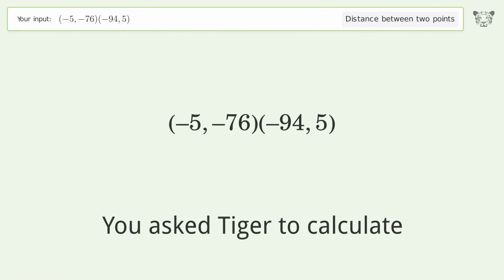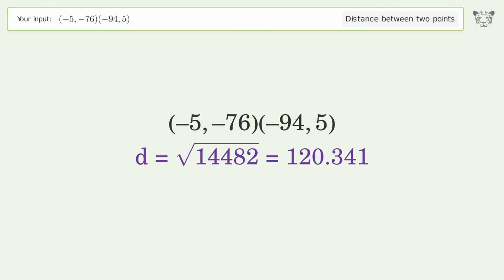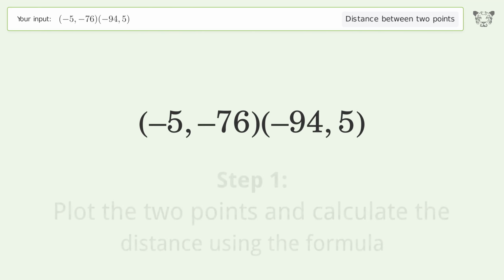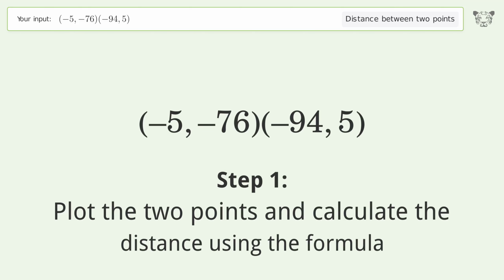You ask Tiger to calculate. This deals with the distance between 2 points. The distance between the 2 points is the square root of 14,482, or 120.341. Let's solve it step by step. Plot the 2 points and calculate the distance using the formula.